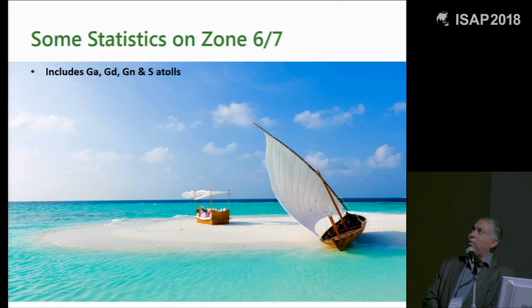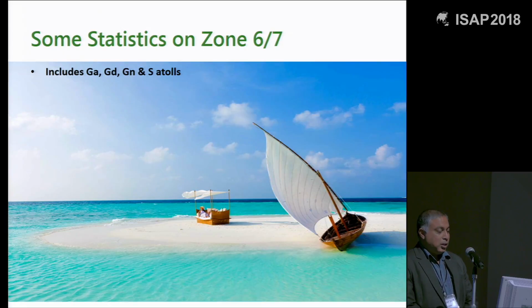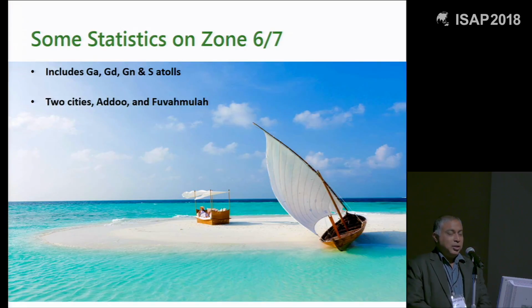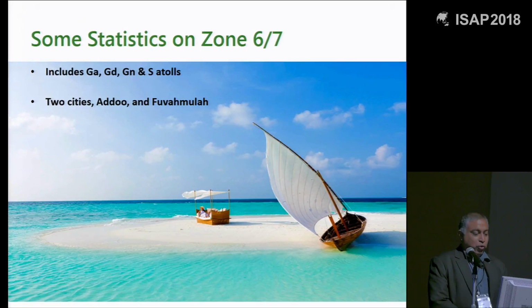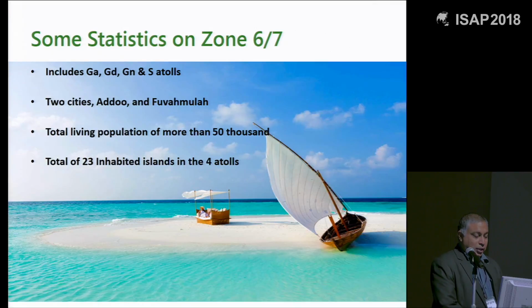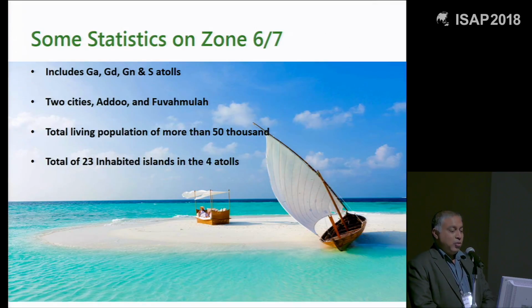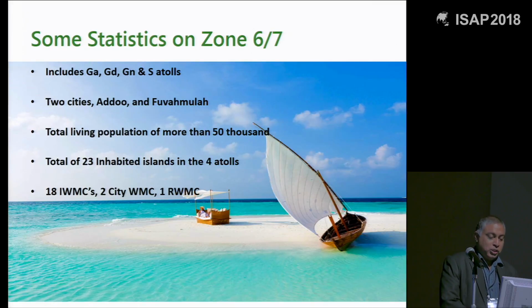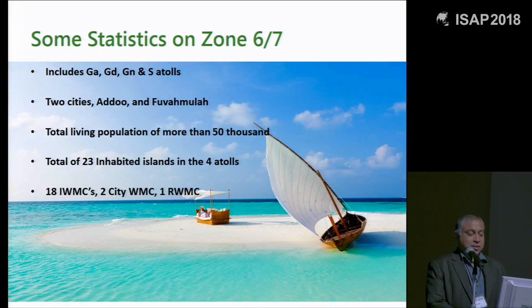Some more data, I'll focus more on Zone 6 and 7. This includes the southernmost 4 atolls, which are Gaafu Alif, Gaafu Dhaalu, Gnaviyani and Seenu atolls. 2 cities are included in this zone, Addu City and Fuvahmulah City, with a total living population of about 50,000 in the 4 atolls, a total of 23 inhabited islands, and 18 island waste management centers, 2 city waste management centers, and 1 regional center.